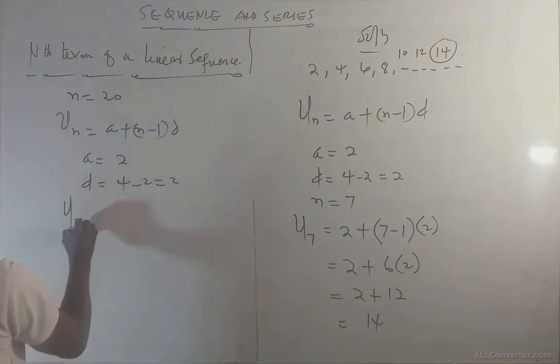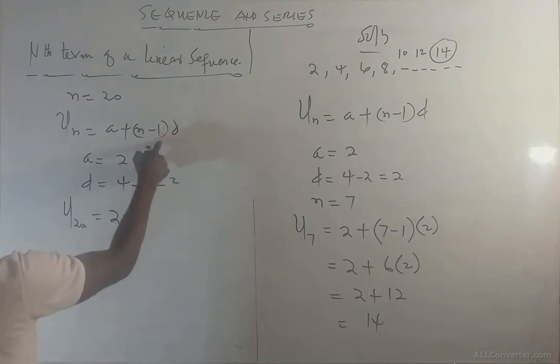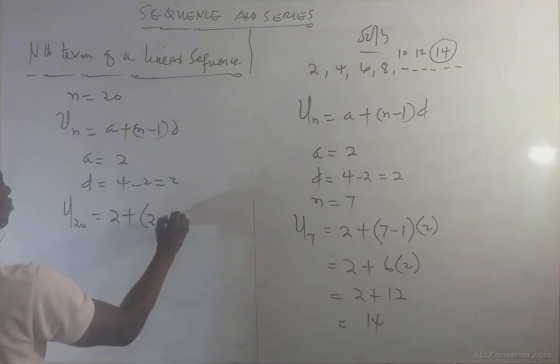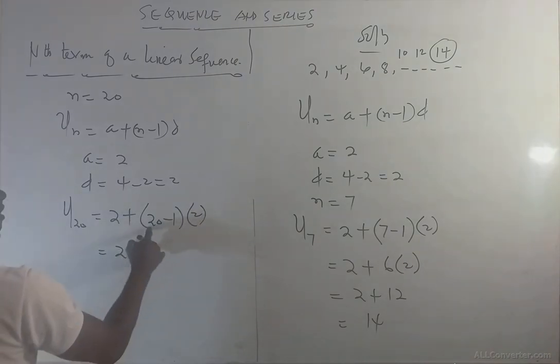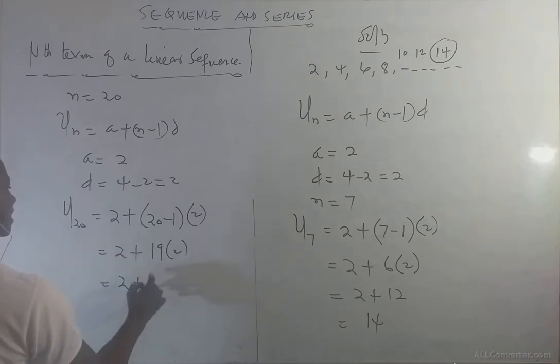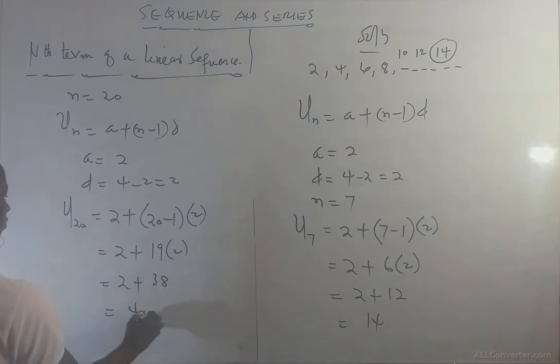So u20 will be equal to a, that's the first term, 2, plus (n minus 1). So n is 20 now, so we have 20 minus 1 times the common difference, which is 2. And this is 2 plus 20 minus 1, which is 19, times 2. And this is 2 plus 19 times 2, which will give us 38. 2 plus 38 will give us 40. That means that the 20th term is equal to 40.